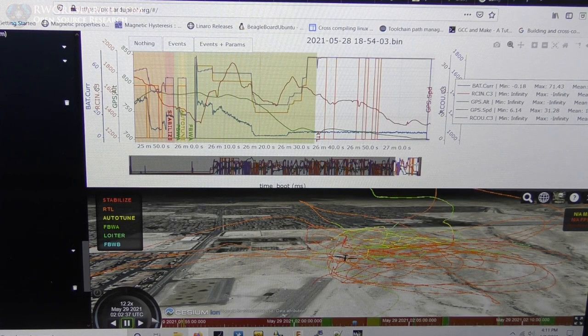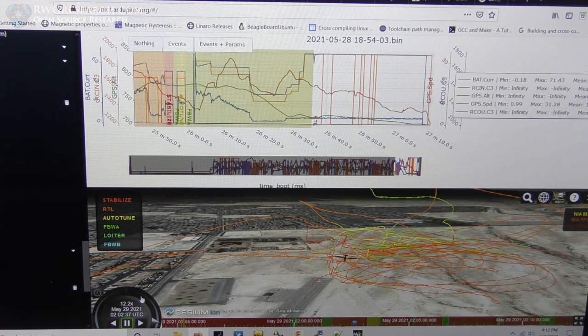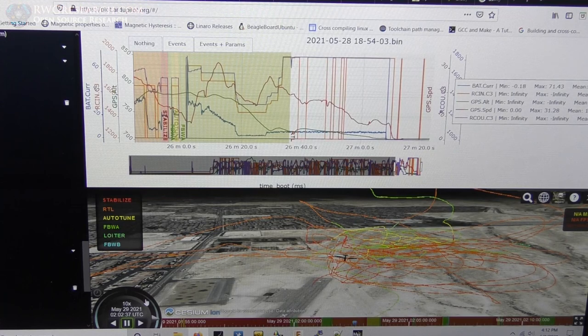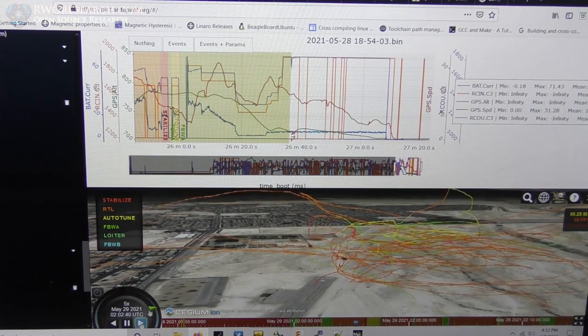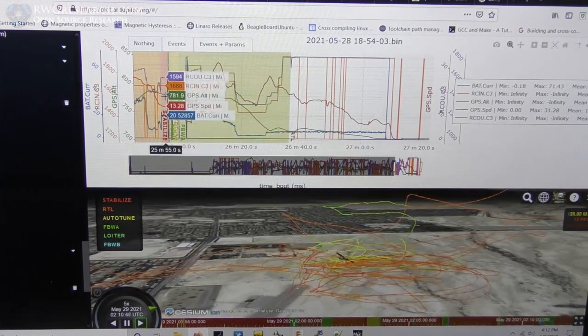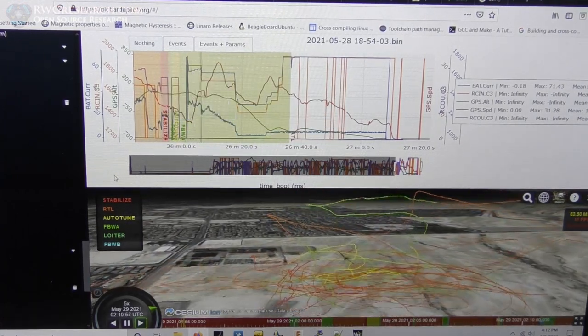Okay, so let's look at the data. First of all, let's just play the end of the flight. Okay, so here's what happens at the end of the flight.